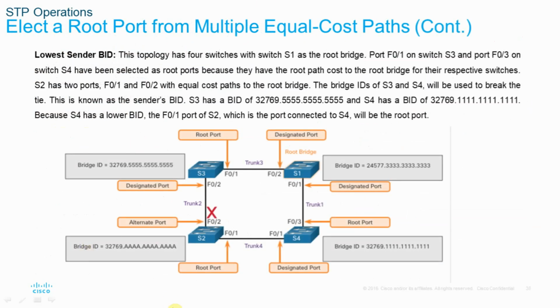See here, we have 4 switches: S1, S2, S3, S4. The bridge ID priority is 32769, MAC address 555. Here the bridge ID is 24577, MAC address 333. Here also 32769, 32769. So the switch with the lowest priority is S1 because it has 24577. This is the root bridge here.